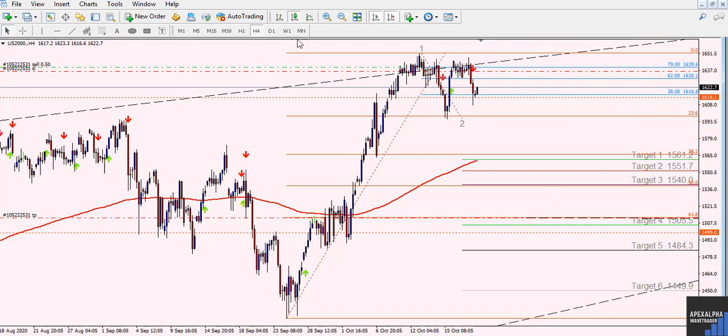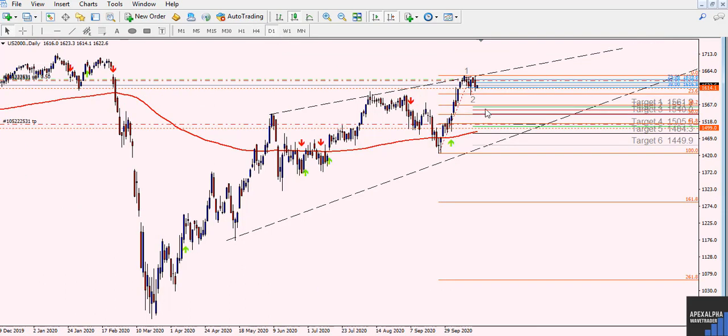Okay, and if I take you back to the daily time frame, you can see that that makes sense, because we are trapped between these two lines right now. So at the very least, I expect price to come to this EMA 200 here and be respected. Okay, so that's the US 2000 index.